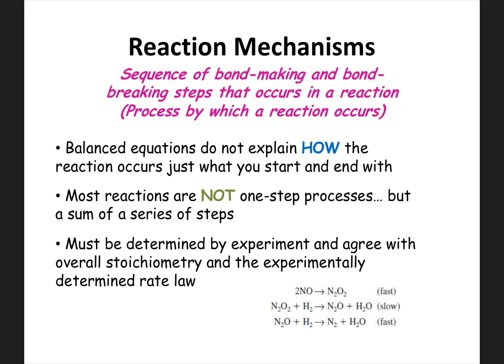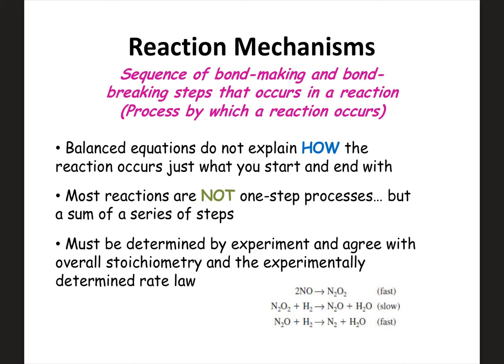We know that balanced equations do not explain how the reaction occurs. They just show us what we start with and what we end with and the amounts of each. But you need to realize that most reactions are not just one step processes. It's not just going to be that this becomes this in one step. Many reactions are actually a sum of a series of steps. You still have the same reactants and products, but a bunch of steps take place in order to get there. This must be determined by experiment, and it has to agree with the overall stoichiometry and the experimentally determined rate law.